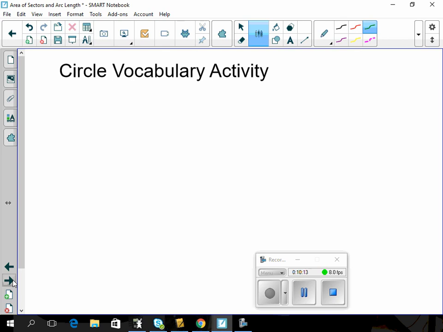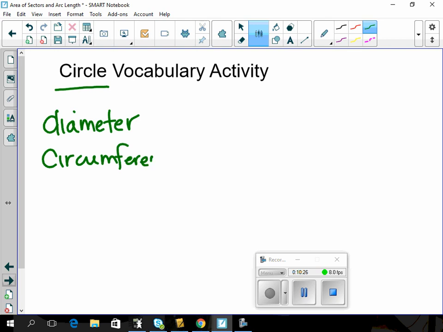When it comes to circles, give me some circle words that you know. Diameter, circumference, area. Weren't these the main words? Weren't those the main words we talked about in the library? I think those are the main ones, right?